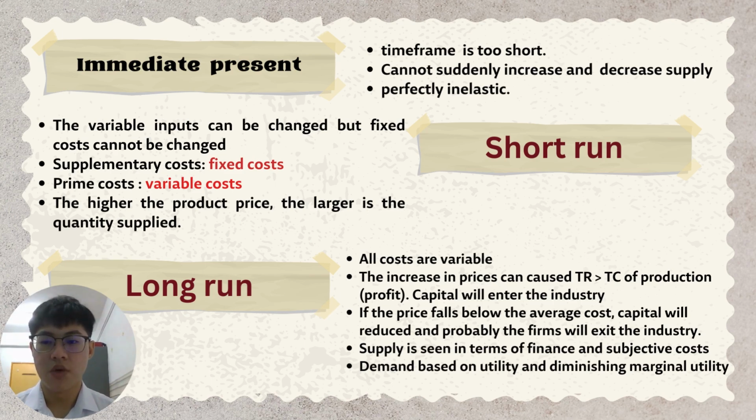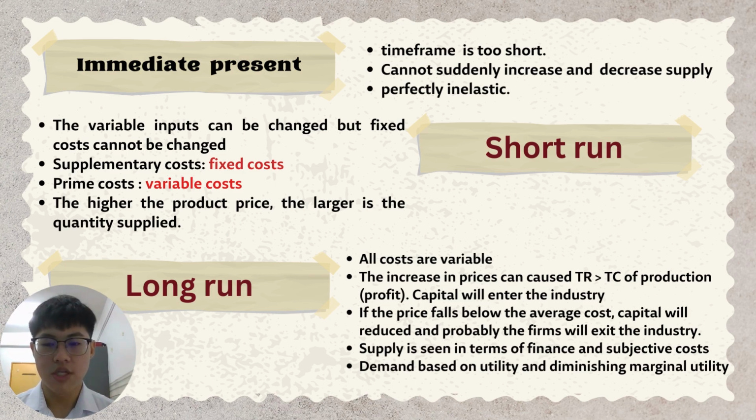In the short run, the variable input can be changed, but fixed cost cannot be changed. There are two costs in the short run, which are supplementary cost and prime cost. Supplementary cost is a fixed cost, which includes the executive salary, and the prime cost is equal to the variable cost, which includes the labor and raw material cost. In the short run, the higher the product price, the higher the supply.